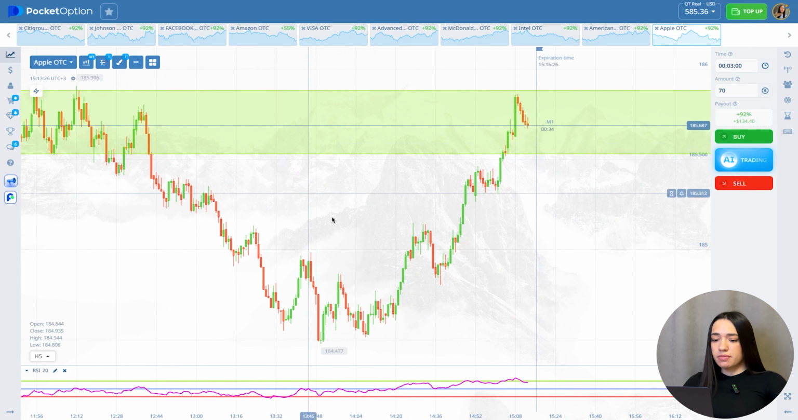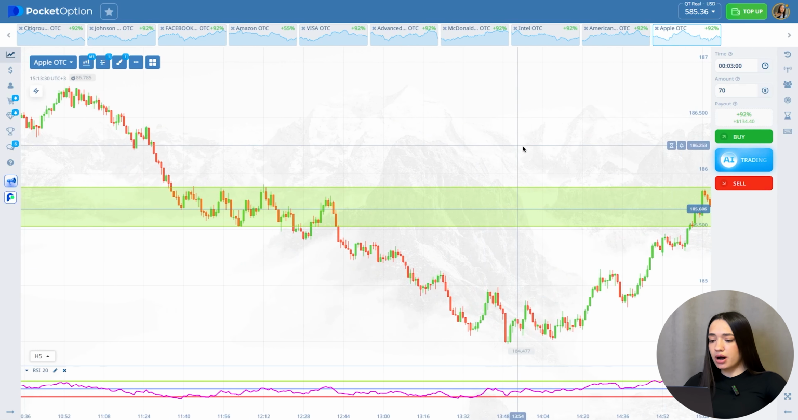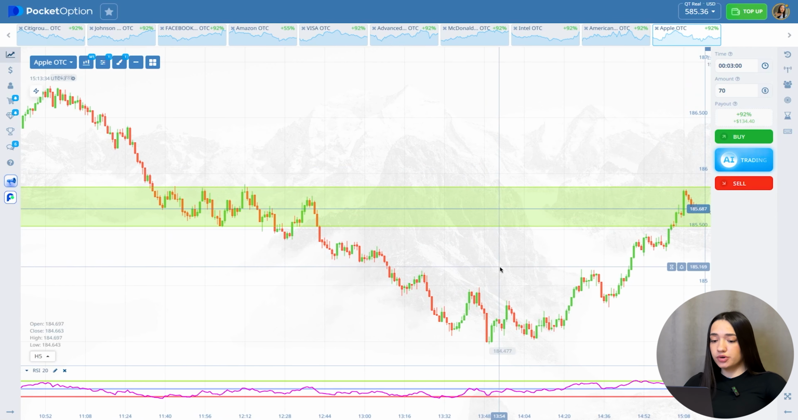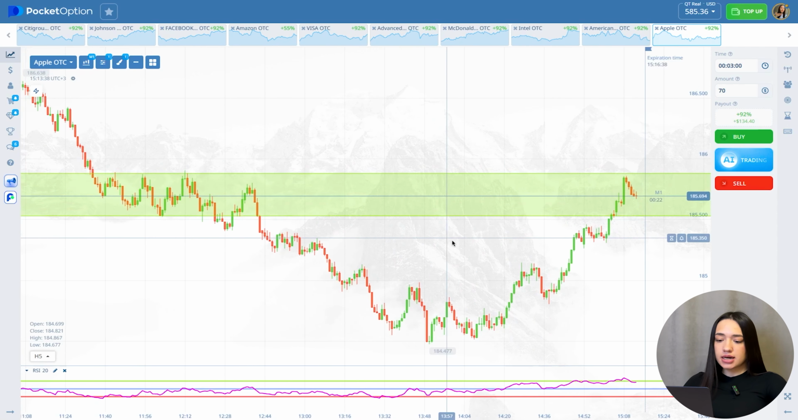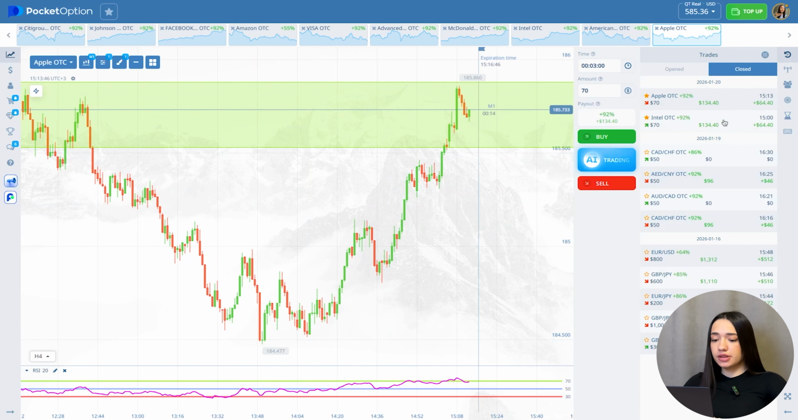I also recommend you use all the indicators and combine them to better understand the trend movement, or to more easily identify structurally important levels. So that's it for now. These are the two trades we ended up with.